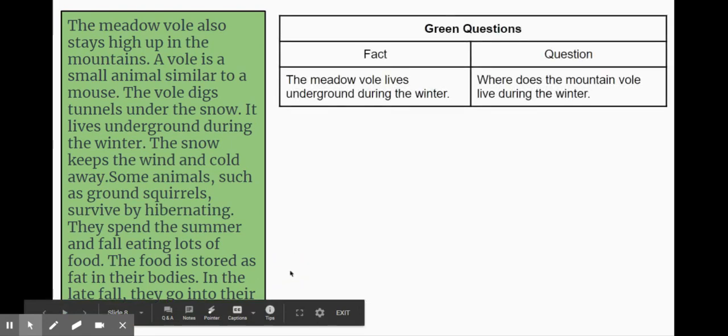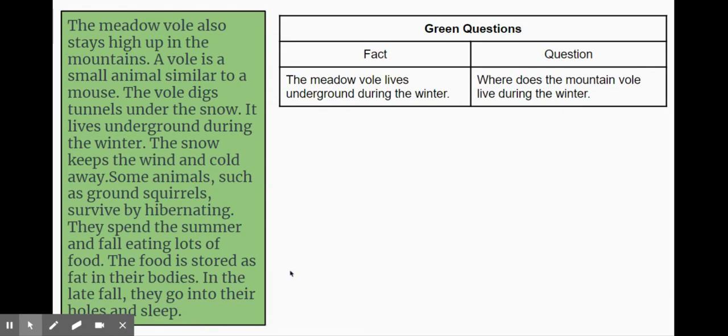An example of a green question from this text. Here's a fact. The meadow vole lives underground during the winter. This is something I took directly from the text that was stated, and I reworded it into a question. Where does the meadow vole live during the winter?